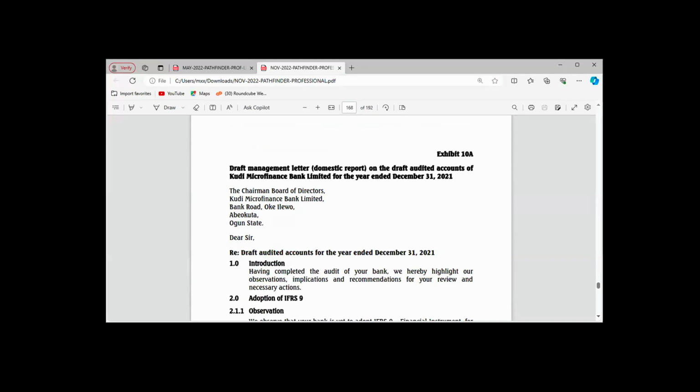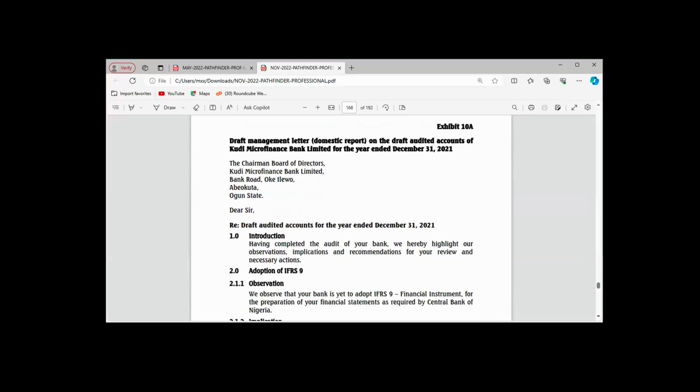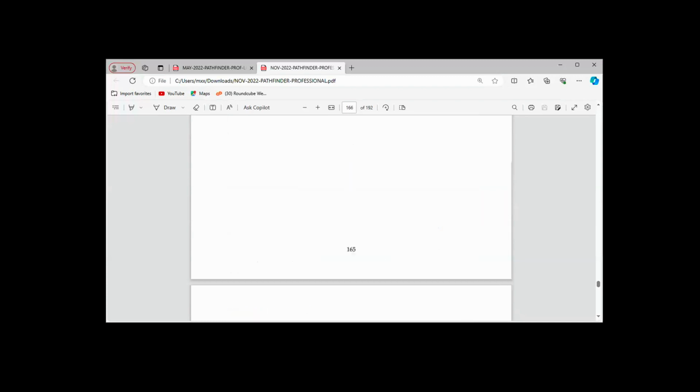the bank, right? So the management letter that they drafted contains some information. There is information there that we need to look at. Remember, I told you that when they give you requirements, they will mention the exhibits that are relevant.